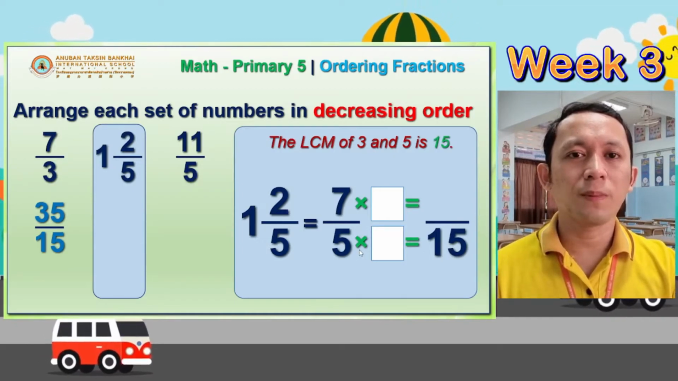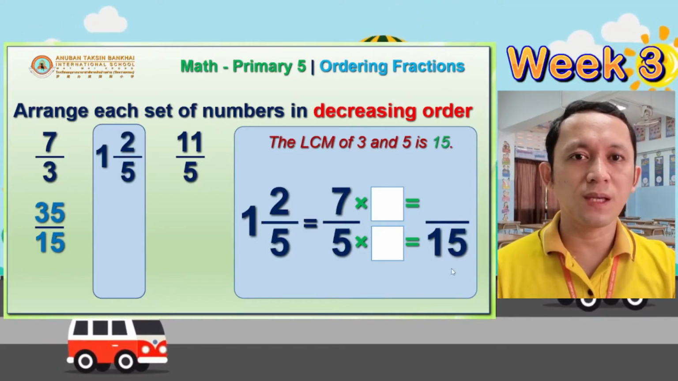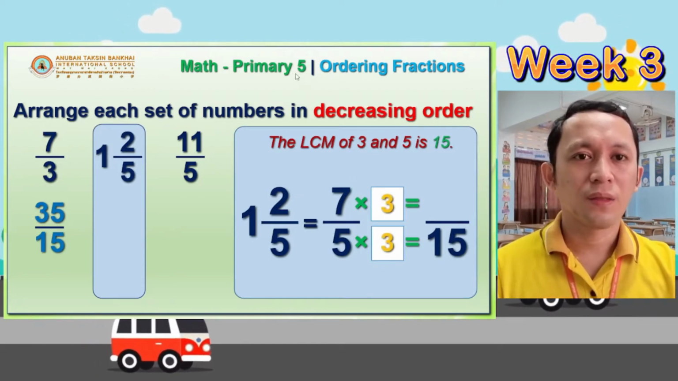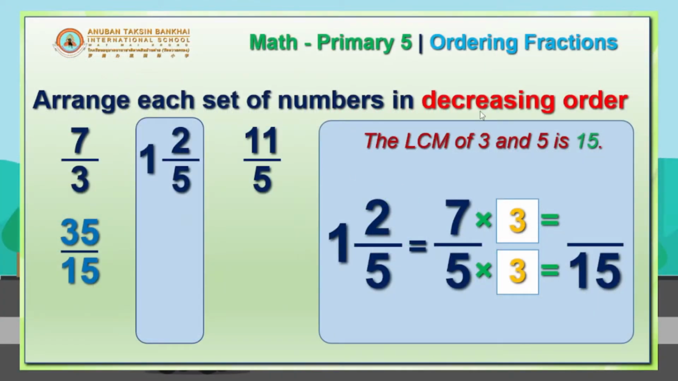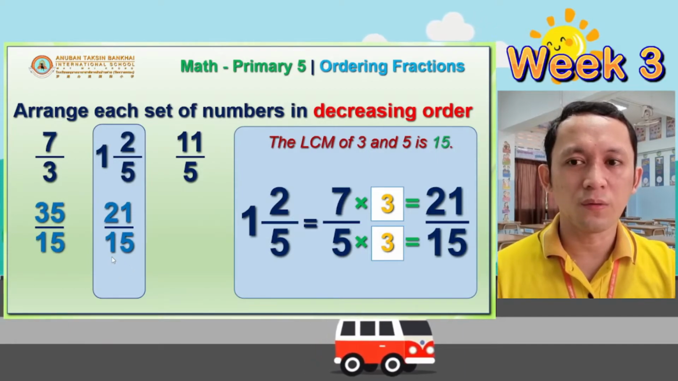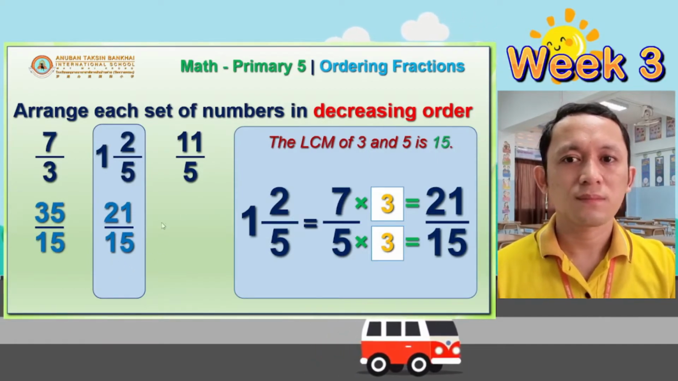Now let's change our improper fraction. So 5 multiplied by what number to make it 15? Of course, we're going to multiply it by 3. So 5 times 3, we have 15, and 7 times 3, we have 21. So therefore, 1 and 2 over 5 is equal to 21 over 15.